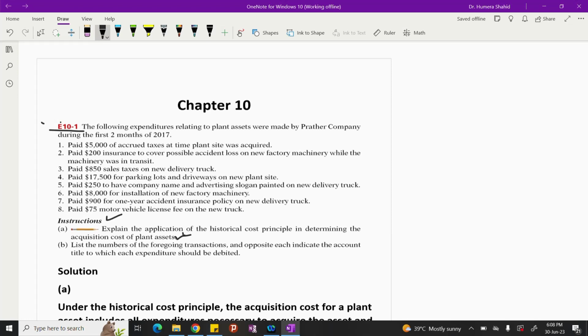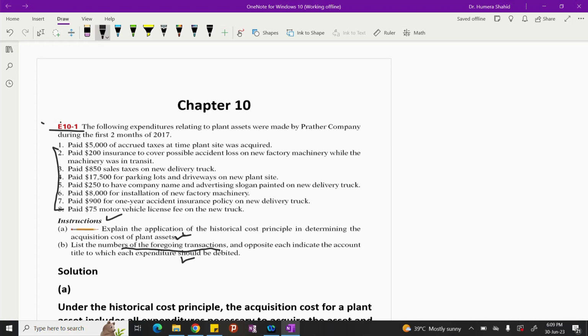So it's a theoretical thing. You need to write the same definition which we have taken in the chapter, that what does historical cost mean regarding the plant assets. In part number B, they want us to list the number of foregoing transactions. So what is the number? Can you see over here? We have basically 8 numbers starting from 1 till 8. So they want us to list the number of these transactions, and opposite to each indicate the account title to which the expenditure should be debited.